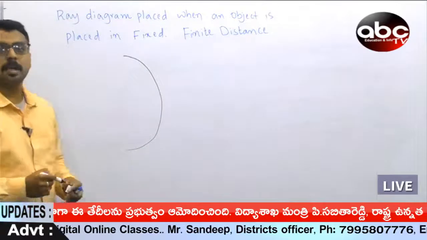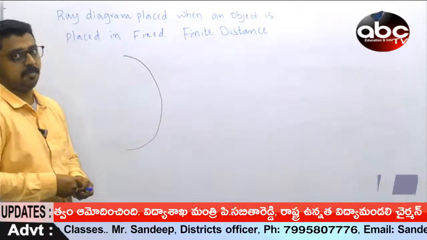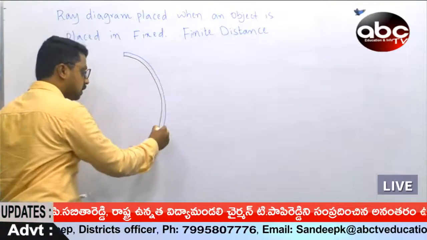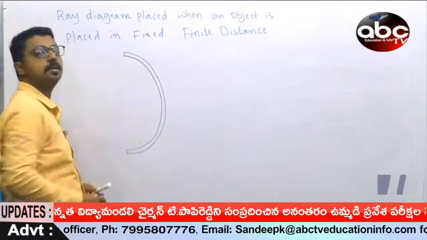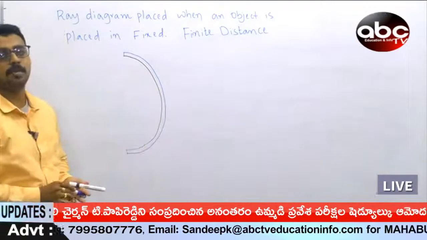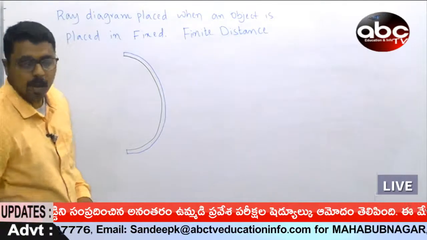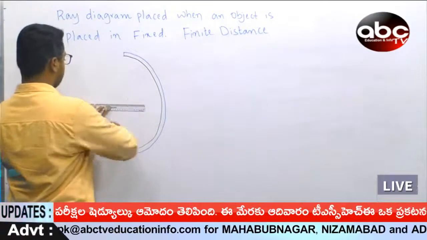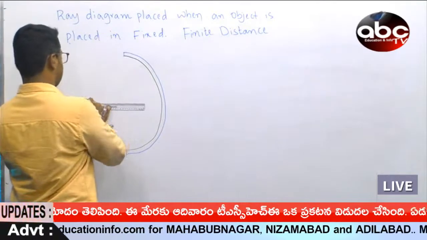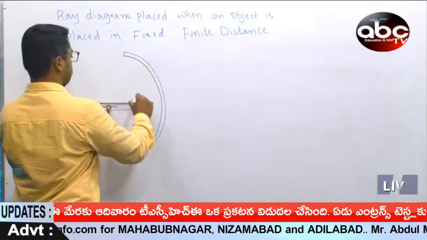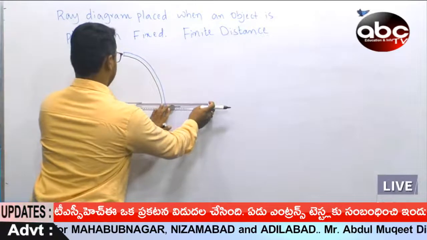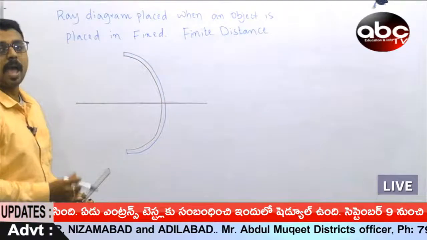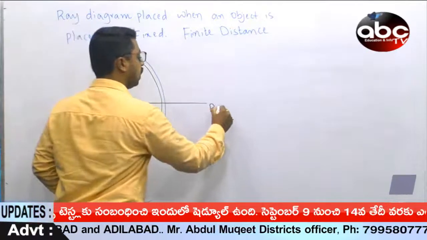So let us take this as a convex surface, and I am highlighting that this side is the active side of the mirror. Then, as usual, I take the principal axis. So I have taken the principal axis.